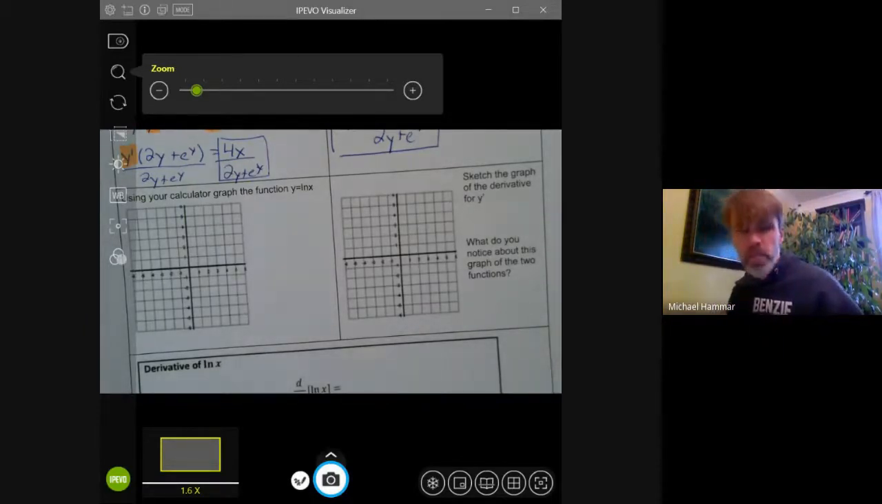So go ahead, stop the video, use your calculators and graph these things, and graph the function natural log of x. So go ahead.